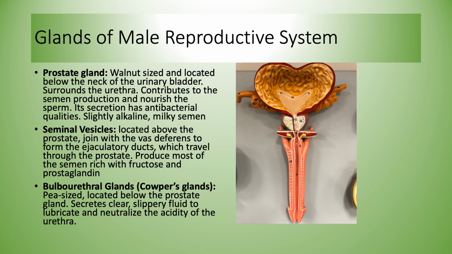Bulbourethral glands or Cowper's glands are pea-sized, located below the prostate gland. They secrete clear, slippery fluid to lubricate and neutralize the acidity of the urethra.